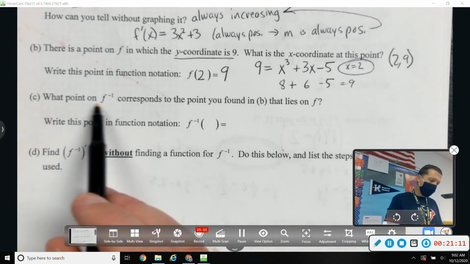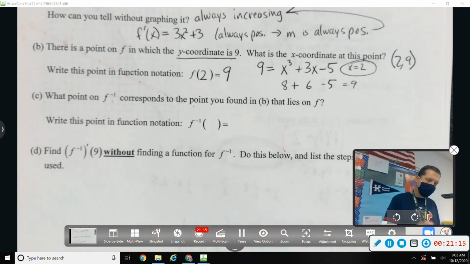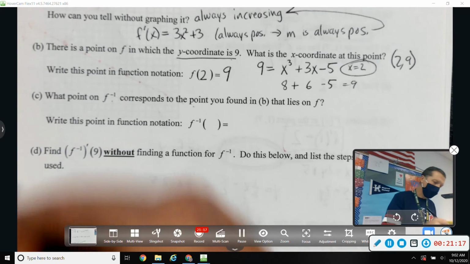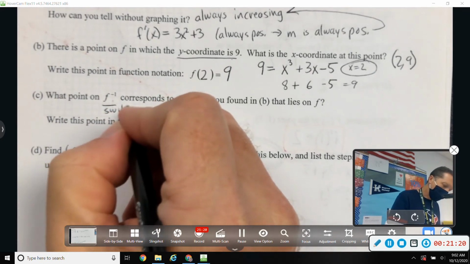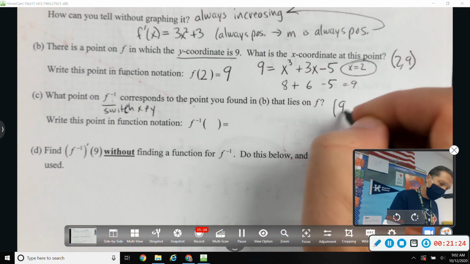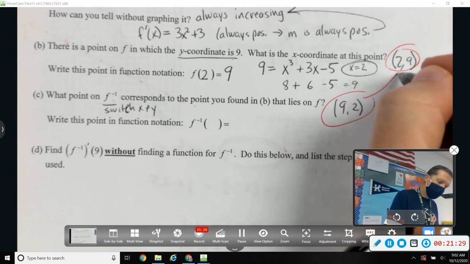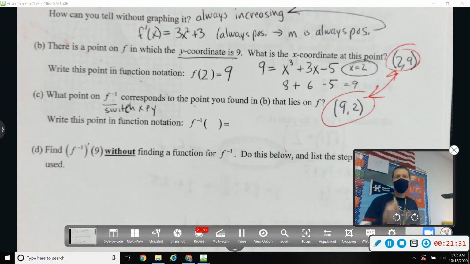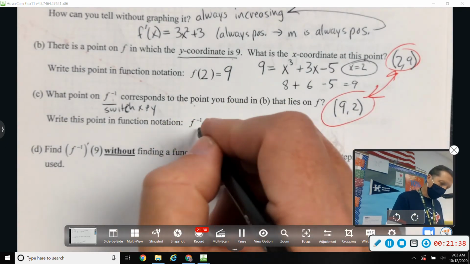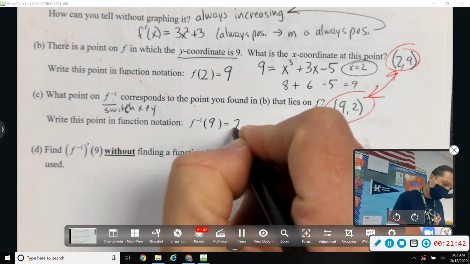Part C, what point on the inverse corresponds to the point you found in B? So what's the sister point? Well, if you switch x and y, that point would be 9, 2. All right, those are the corresponding points. Write this point in function notation. Well, okay, 9 is the input, 2 is the output.